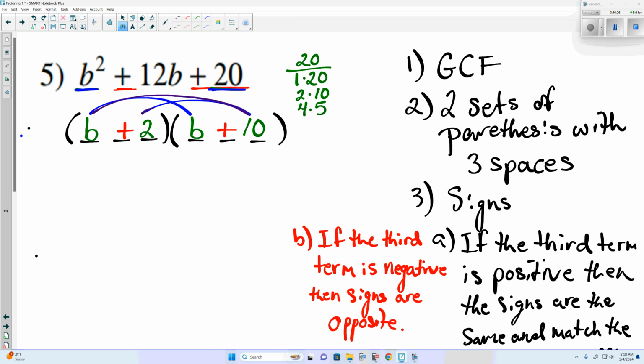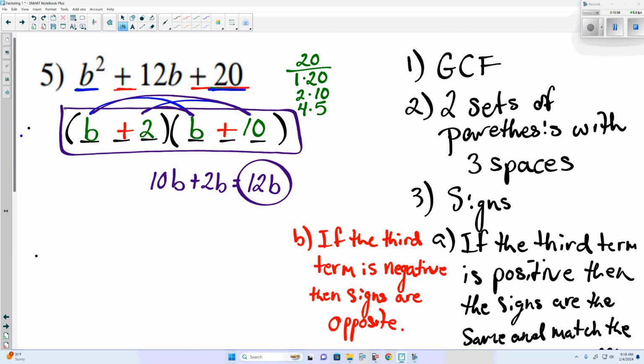b times 10 and 2 times b, because this is the one that changes depending on the factors. Our b times 10 is 10b, and it would be positive. Our 2 times b would be plus 2b, and our 10b plus 2b is 12b, which is the correct middle term that we wanted. So b plus 2 times b plus 10 is our final answer.